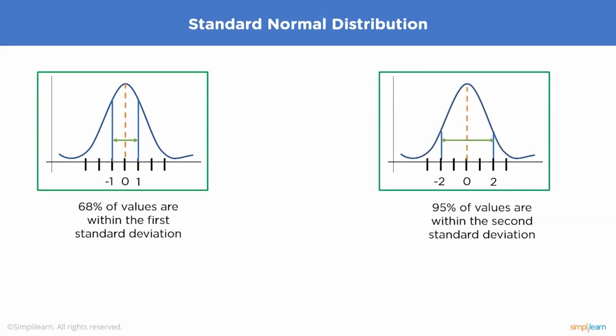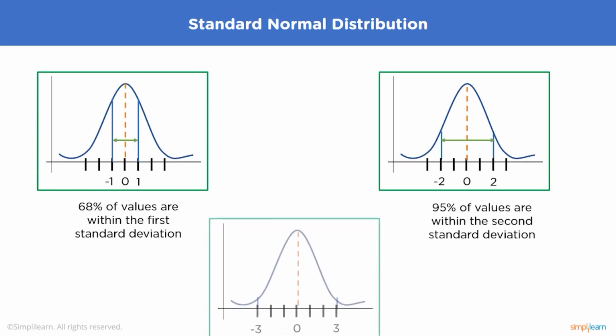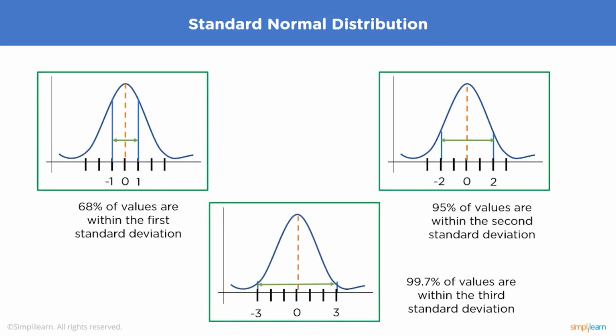The second property is that 95% of the rest of the values are within the second standard deviation, or from the second negative point to the second positive point. And finally, 99.7% of the values fall within the third standard deviation, or from the third negative point to the third positive point. This makes calculations on standard normal distribution fairly easy.